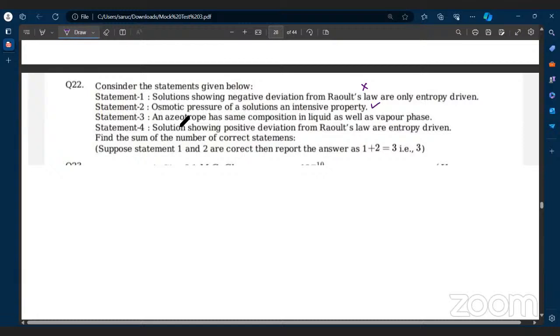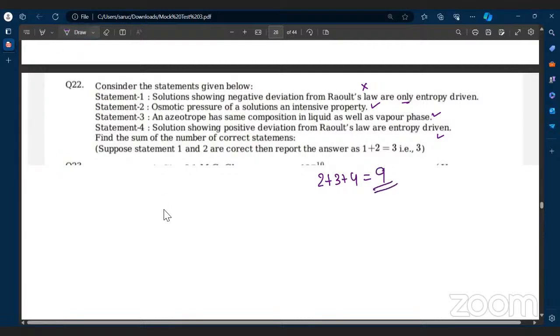And as you have the same composition in liquid as well as vapor phase, which is the solution showing positive deviation from Raoult's law, it is entropy driven, which is true. Yes, it is entropy driven here, but they have given it is only entropy driven, so therefore it is false. So statements 2, 3, and 4 are true. So what you have to do is add 2 plus 3 plus 4. So the answer is going to be 9. So this is how you have to do the answer.